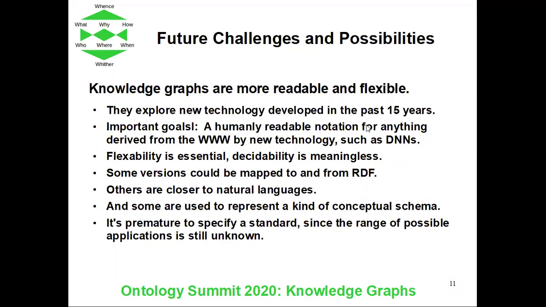And the emphasis is on flexibility, and decidability is meaningless. The idea of decidability is to prove that something is decidable in polynomial time. But any polynomial with an exponent greater than 1 just does not scale to the World Wide Web. So decidability just means nothing when you get to huge volumes of data.